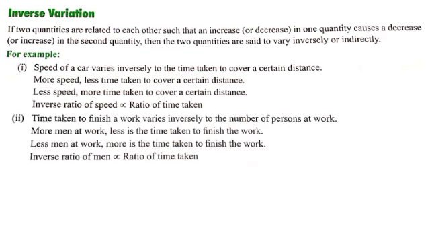Or time taken to finish a work varies inversely to the number of persons at work. More men at work, less the time taken to finish. Fewer men at work, more is the time taken to finish. Inverse ratio of men is directly proportional to the ratio of the time taken.